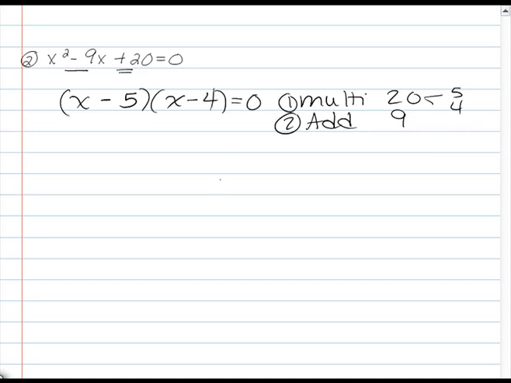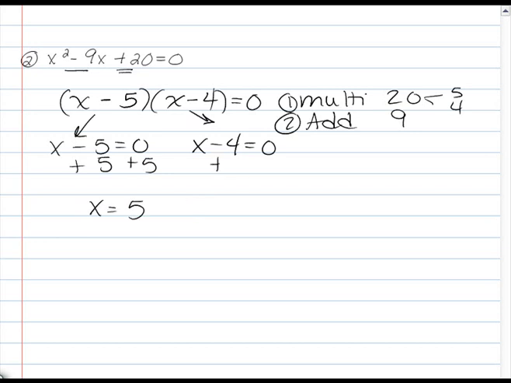Still equal to 0. Now we split it. x minus 5 equals 0, and x minus 4 equals 0. We're going to add 5 to both sides here, and x equals 5. We're going to add 4 to both sides here, and x equals 4. So our two answers are 5 and 4.